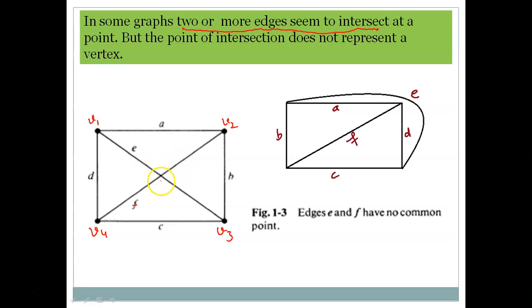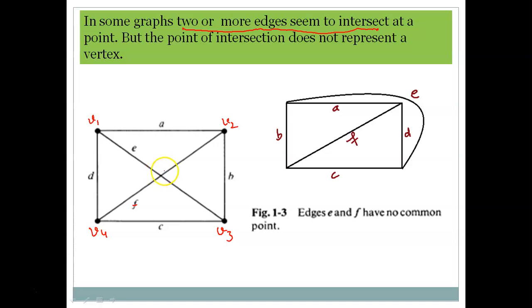These two edges seem to be intersecting at this point. So in fact this point is not a new vertex. It is due to the representation that it is looking like that, but in fact they are not intersecting. In fact this E is showing the connection between V1 and V3.